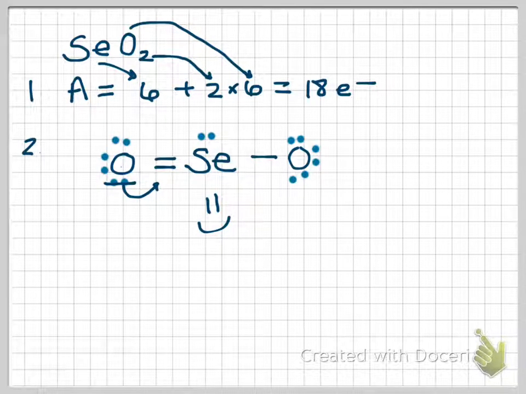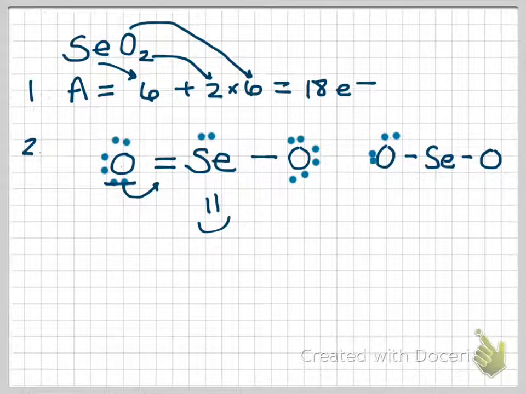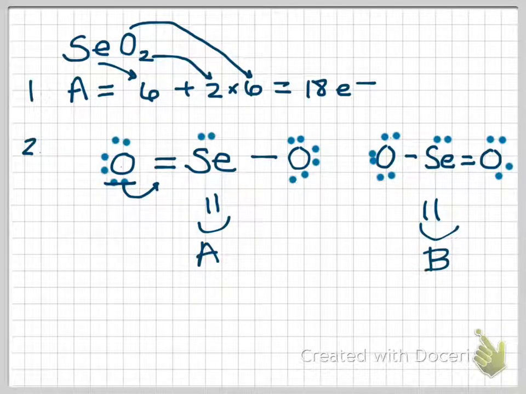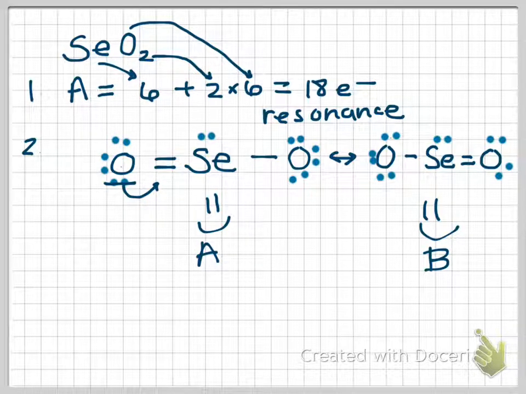Now, you might ask, why did I pick the oxygen on the left? I could have just as easily picked the oxygen on the right in order to make my double bond, and I'll put my lone pair back here on selenium, and it would have also been happy. So which one is right? My structure A or my structure B? The truth is they're both correct, and this is a phenomenon called resonance. In this particular case, these are equivalent structures, and the true structure for selenium dioxide lies somewhere in between structure A and structure B.